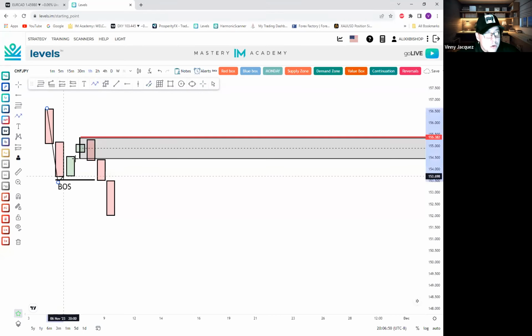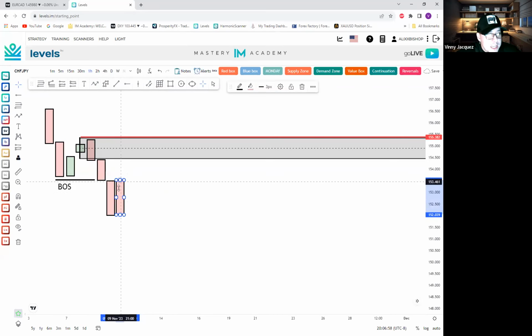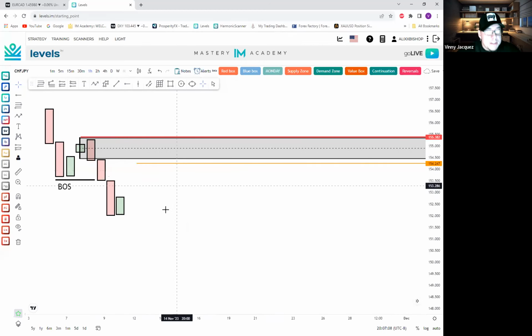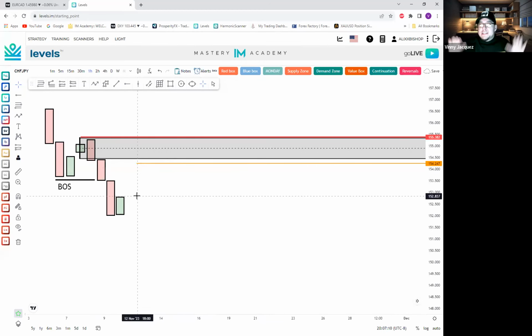We have lower low, lower high, lower low. As the market comes back up, we're waiting patiently, guys. We're sitting on our hands. We're not doing anything. We're setting alerts. There should already be an alert right here. Let's make this orange. We're sitting, we're chilling, we're working, we're with our family, our kids, our significant other, we're Christmas shopping, all that good stuff.